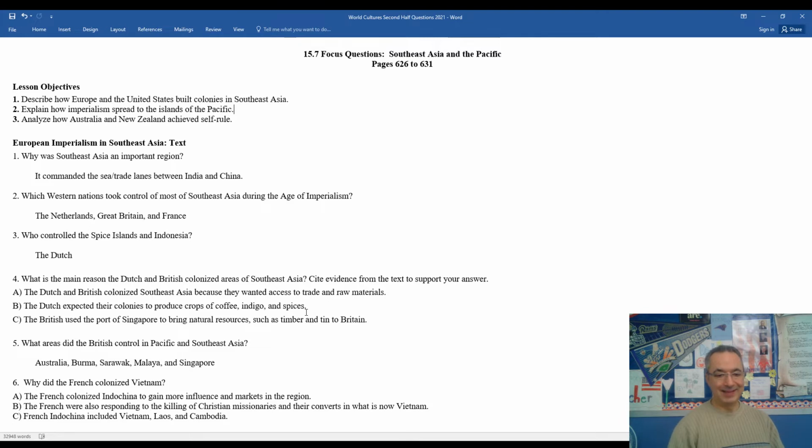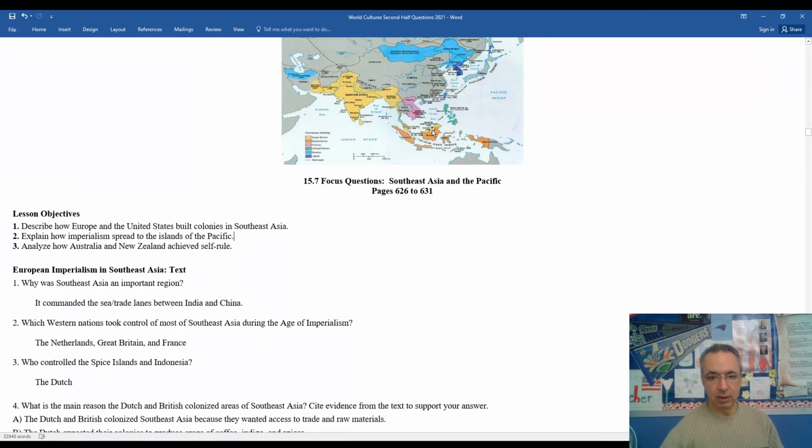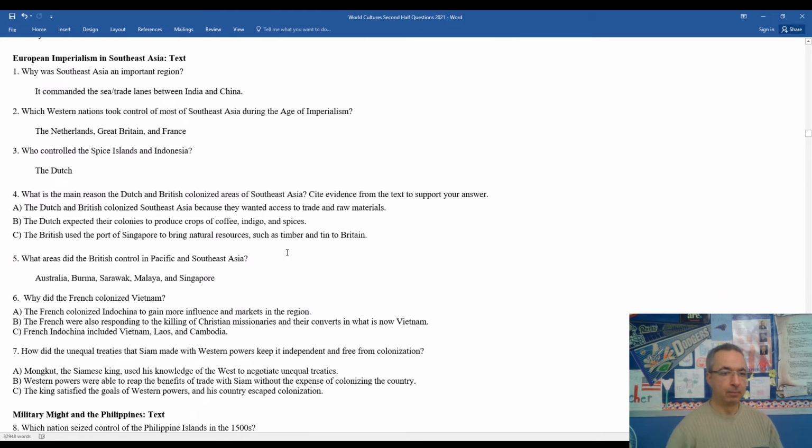3, who controlled the Spice Islands and Indonesia? So when you think about the Spice Islands in Indonesia, it's this region here. The Dutch controlled the Spice Islands in Indonesia, and the Dutch were kind of an underrated power. They controlled a lot of islands in this region. They even controlled some islands in the Caribbean. There's still a Dutch heritage, and the language and culture is still present in the ABC Islands, which are located in the Caribbean: Aruba, Bonaire, and Curacao.